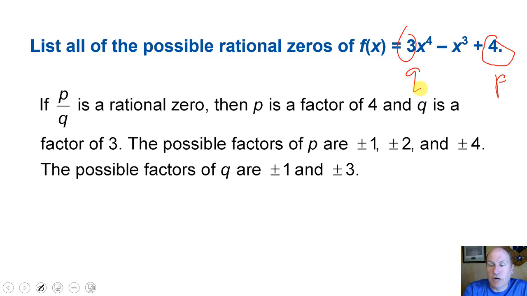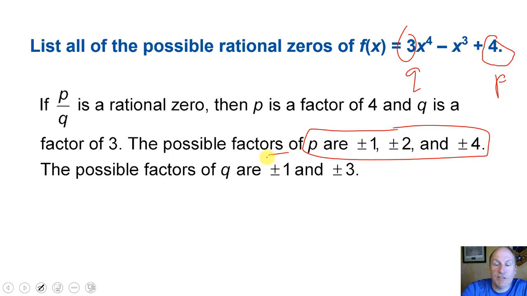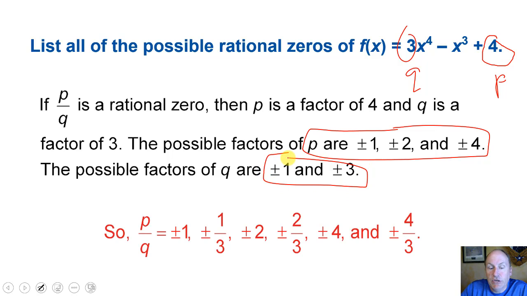What we do with this is we're going to list out all the possible factors of p and all the possible factors of q. And so all the possible rational zeros, it's a pretty long list because it's the list of everything in this row of p's factors divided by everything in this row of q's factors. So we got plus or minus 1, plus or minus 1 over 3, plus or minus 2, plus or minus 2 over 3, and then plus or minus 4, and plus or minus 4 over 3.